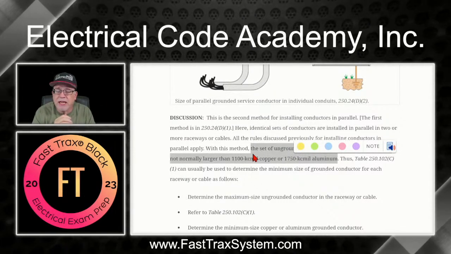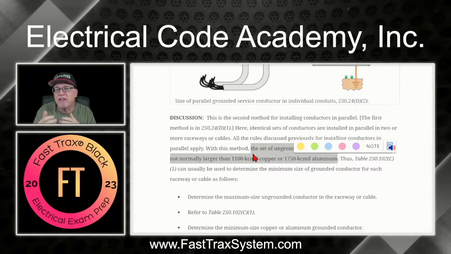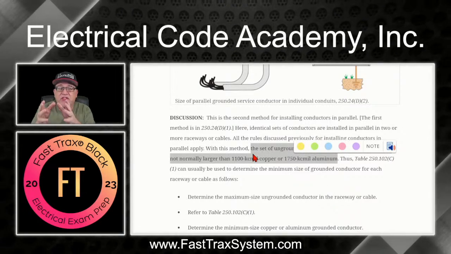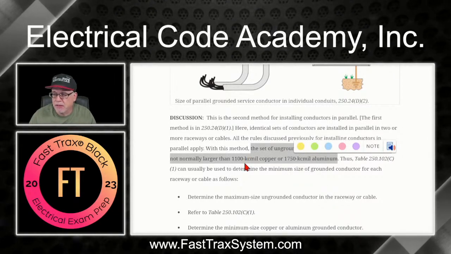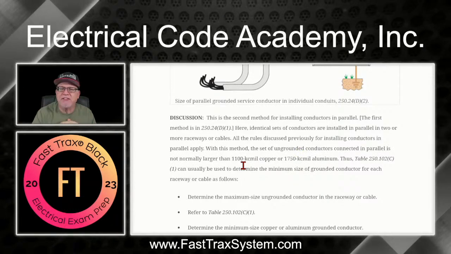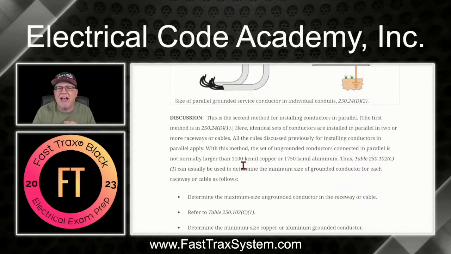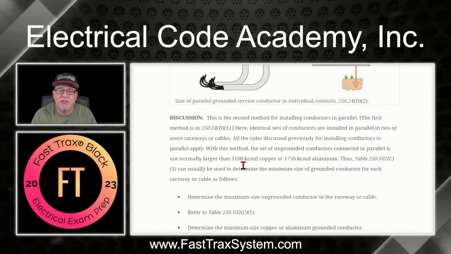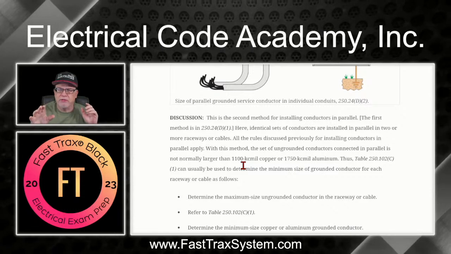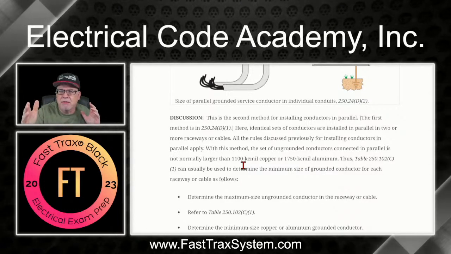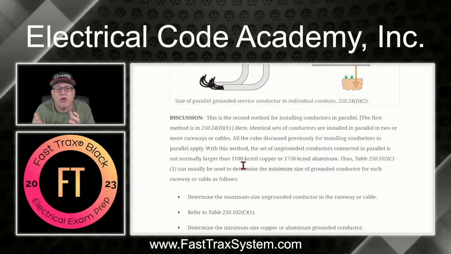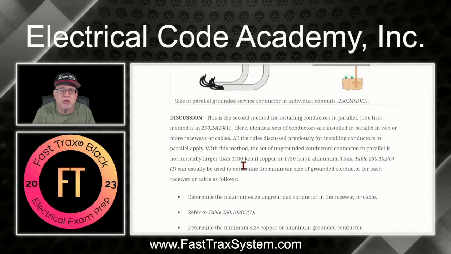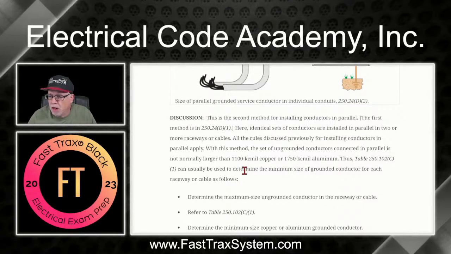Well, when it comes to parallel sets, the grounded conductor you also have to run in parallel, and it has to be in each raceway. But since we have multiple raceways, the chances are you're not going to have ungrounded conductors exceeding 1100 kcmil copper or 1750 aluminum in any one of those raceways. That's the whole purpose of why we paralleled out. So you're probably never going to run into that, and usually you're just going to go to Table 250.102(C)(1), okay?